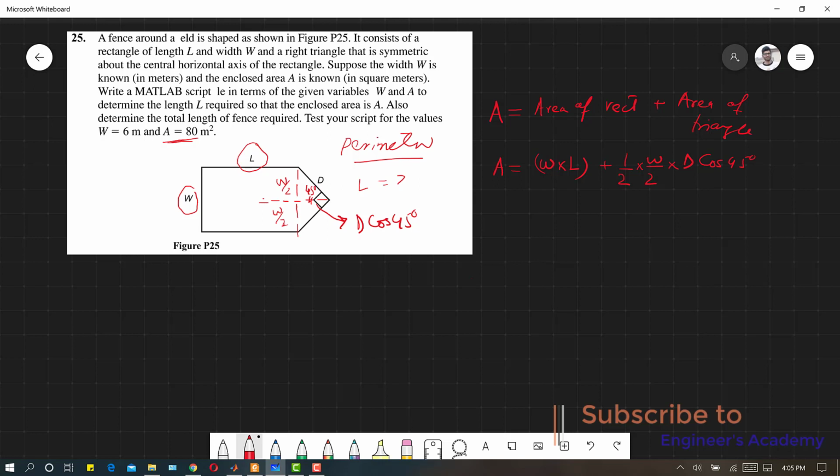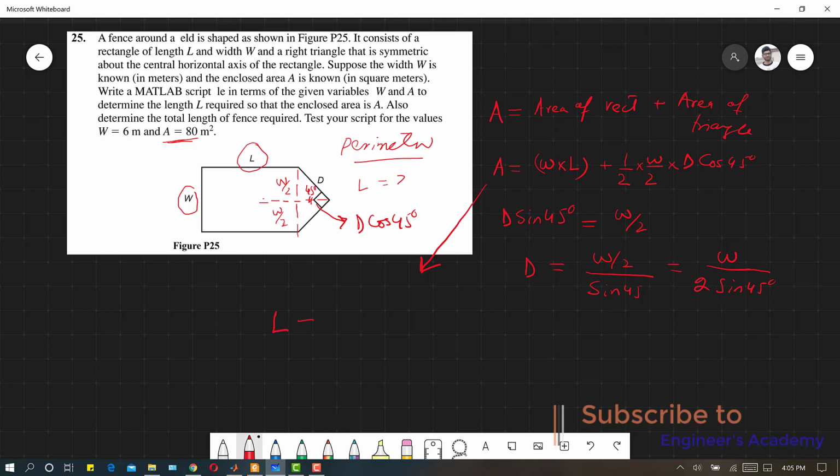So we can write from this triangle that D sine of 45 degrees is equal to W divided by 2. So now from this we can write D is equal to W divided by 2 divided by sine of 45 degrees. Or we can write it like this, W divided by 2 sine of 45 degrees. So using this equation we will find the value of D. Then we will write length from this equation in our script file.